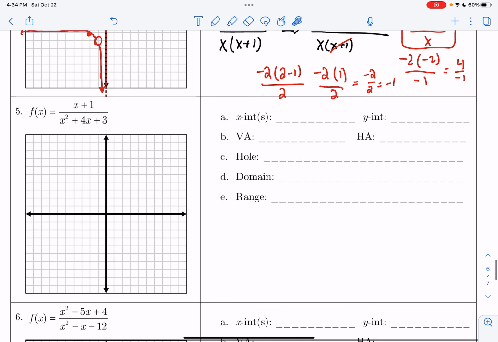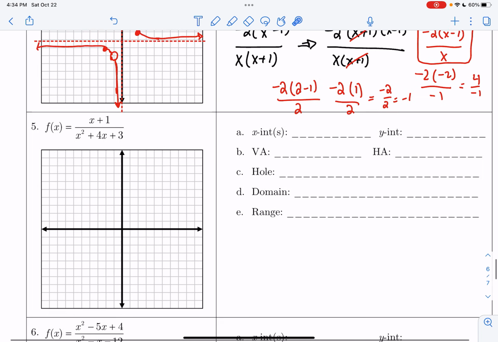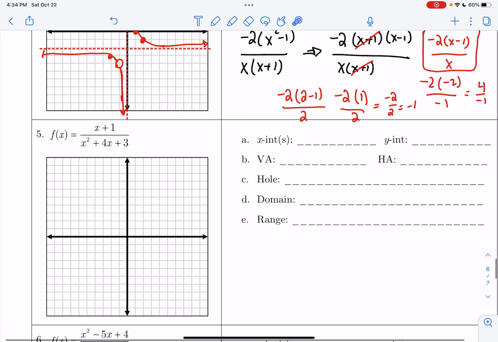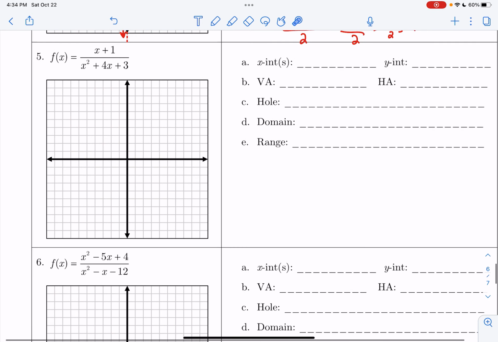Like I said, you could do 5 and 6 on your own. I'm not going to do that. It won't be posted on Canvas, so you could find out how to graph 5 and 6, or you can plot these on Desmos and see the characteristics and just know how to find out your x, y intercepts, your vertical, horizontal asymptotes, your hole, and your domain and range.